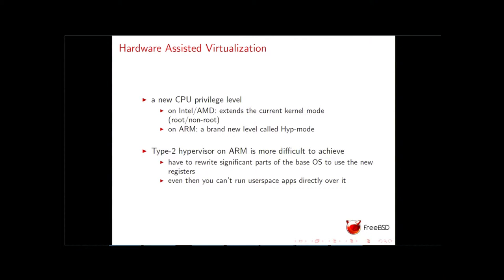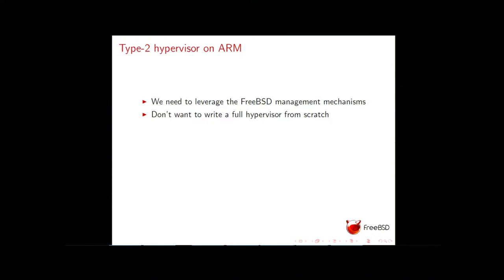Basically, you have to rewrite a lot of the code in order to run FreeBSD in hypervisor mode. You have to rewrite all the low-level code, and even then, you can't run user space applications directly in hypervisor mode. You have to have the kernel mode. Okay, so we have to figure out how to solve this issue, because we want to leverage the FreeBSD management mechanisms. For example, we don't want to create our own page table management system and so on. We don't want to create our own drivers.